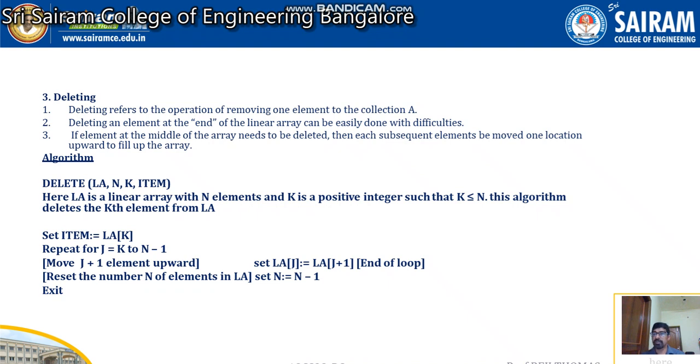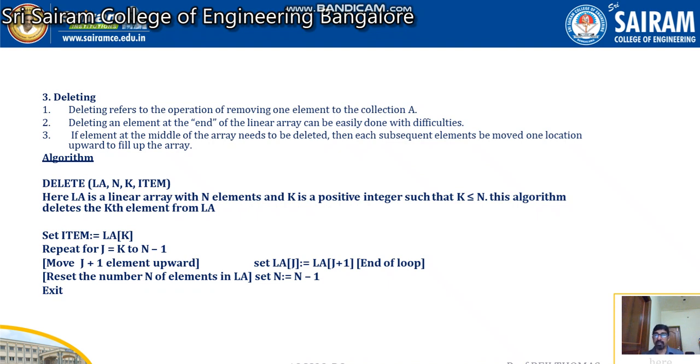As I told, what we do is take LA[k], where k is the position you are going to delete, and store it in a variable called item. So we know which element is to be deleted. Think that you have an array with 100 elements, and somewhere I have to delete the 52nd element. I find the 52nd element and store it in a variable called item.